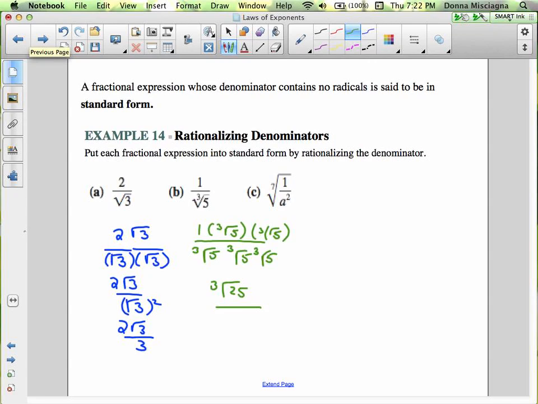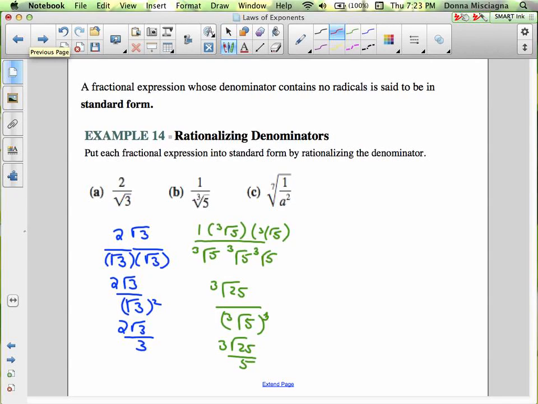I could think of the cube root of 5 times the cube root of 5 times the cube root of 5 as the cube root of 5 cubed. And remember, the exponent and the index, if they match, will cancel each other out. This is the cube root of 25 divided by 5.